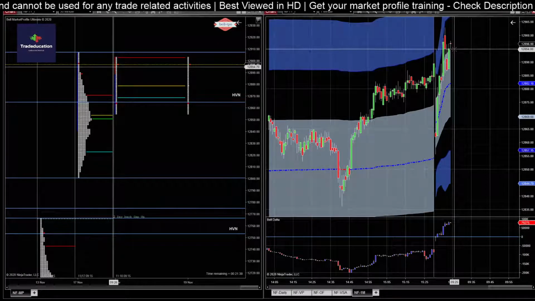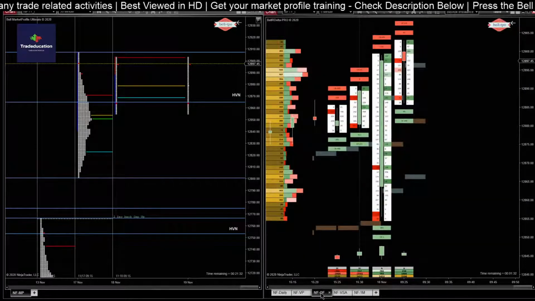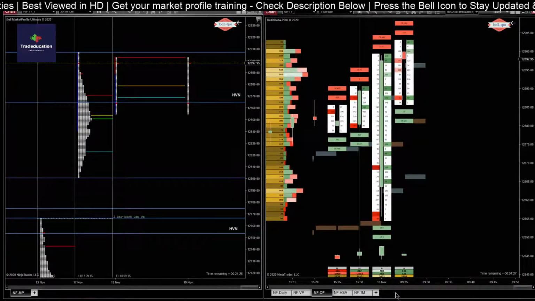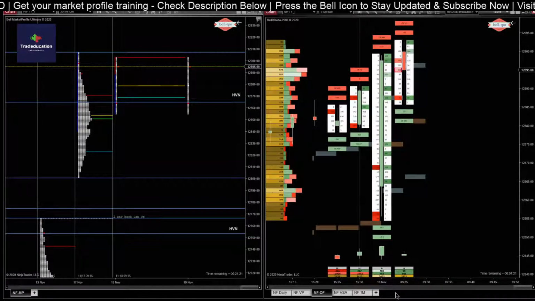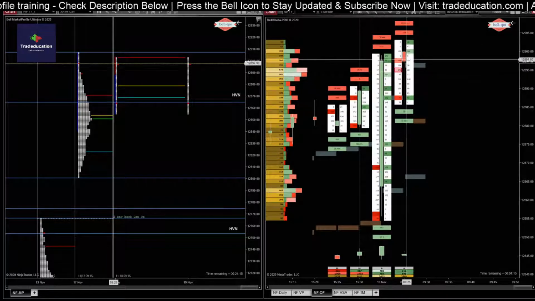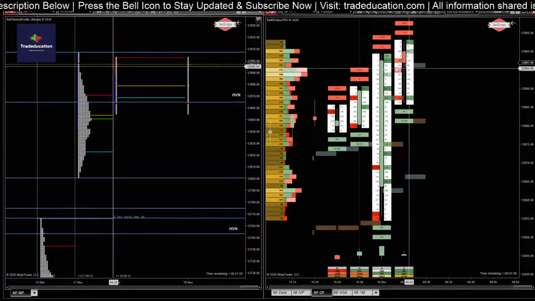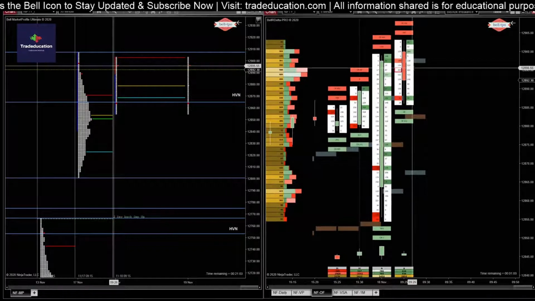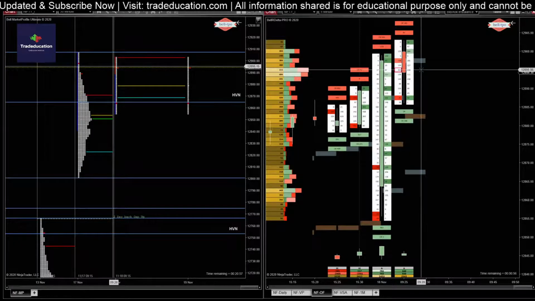Just chopping around one standard deviation. Delta is positive. Massive selling activity is happening at this level and this level. So good sellers are here, and we need to see whether the auction stays here, continues lower, or there is a bounce back up. It is just chopping around this zone.